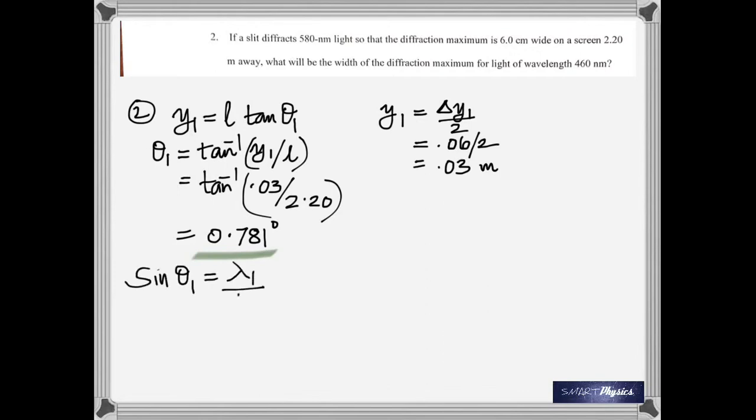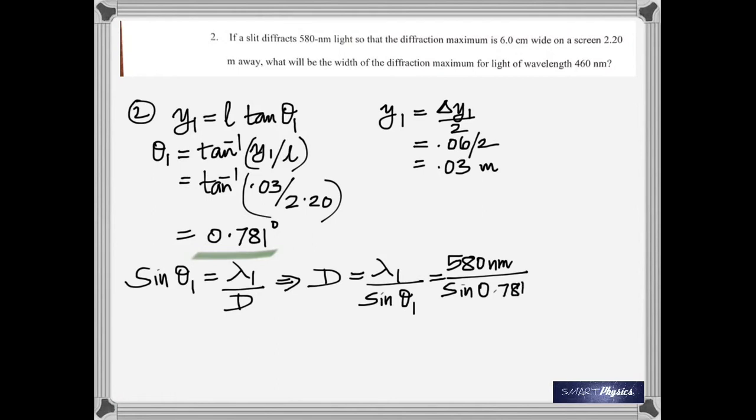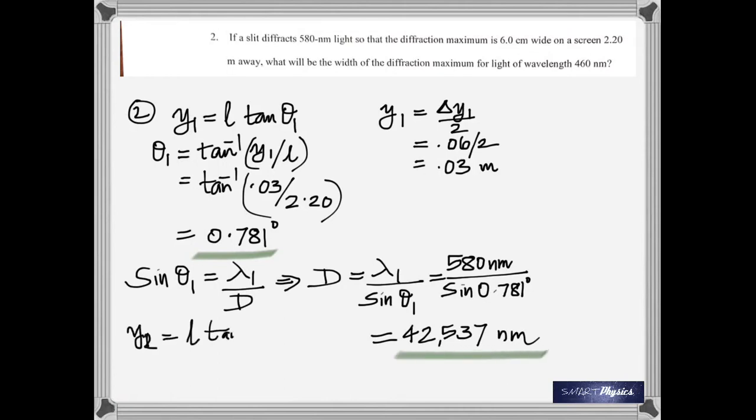Therefore, sine theta 1 is lambda 1 by caps d, and that gives you d as lambda 1 by sine theta 1. Lambda is 580 nanometer. I'm going to leave it like that because it's a ratio question. That gives 42,537 nanometer as the width of the slit.